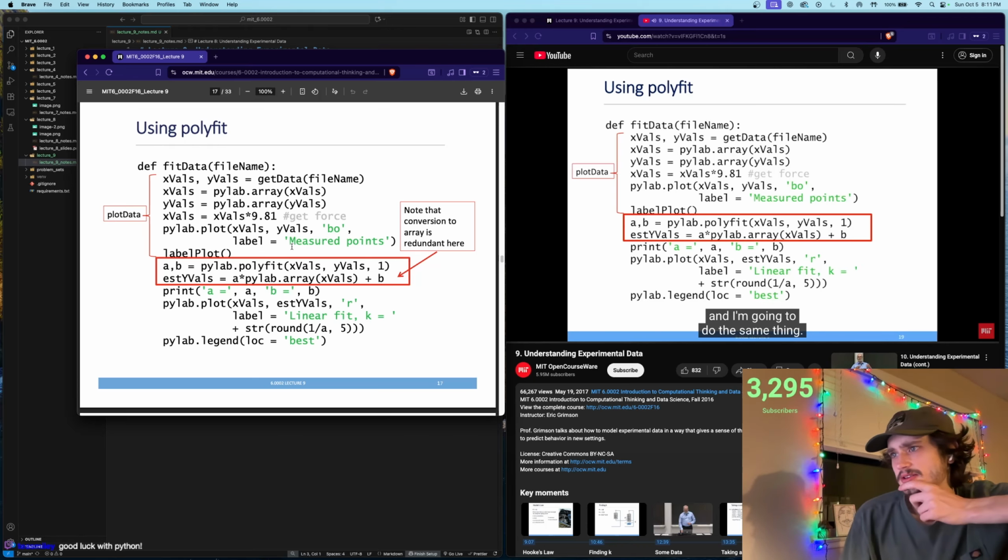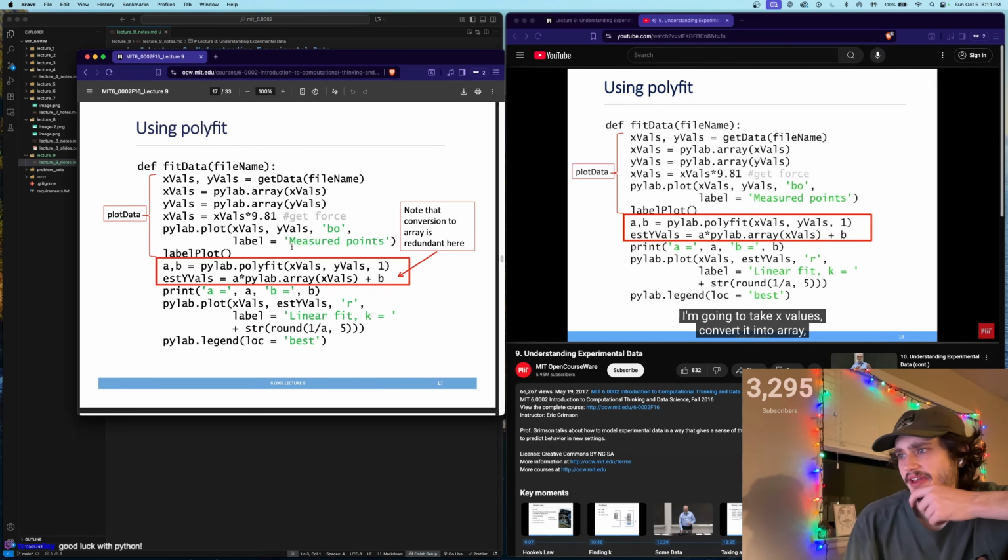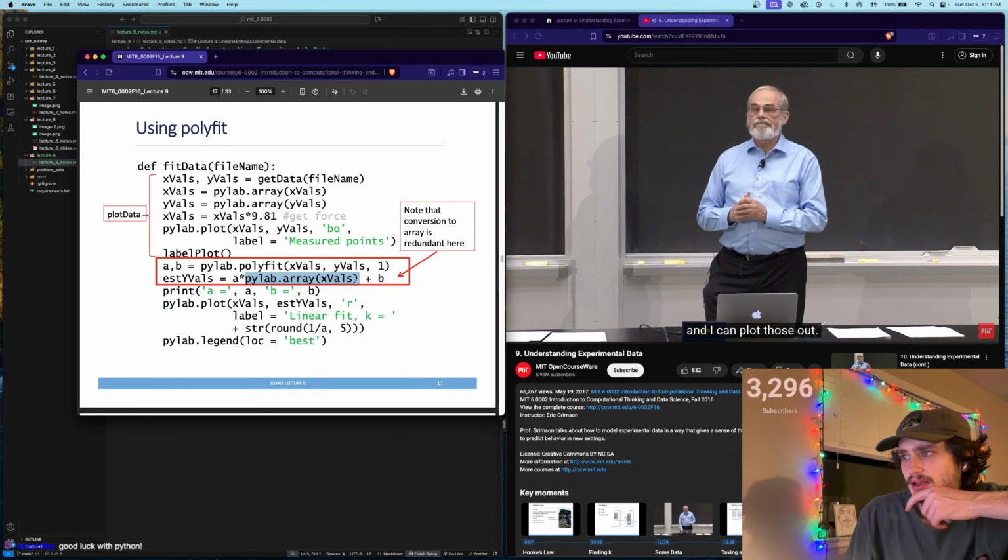And I'm going to do the same thing. I'm going to take x values, convert it into an array, multiply it by A, which says every entry in the array is scaled by A. Add B to every entry. So I'm just computing AX plus B for all possible x's. And that then gives me an estimated set of y values. Right, this is just A, X, plus B.